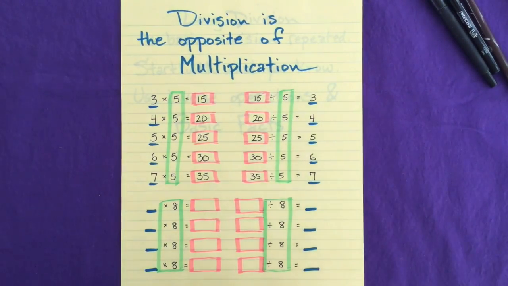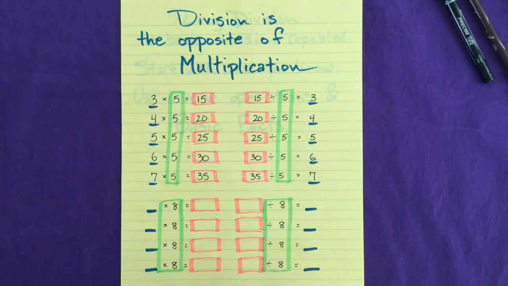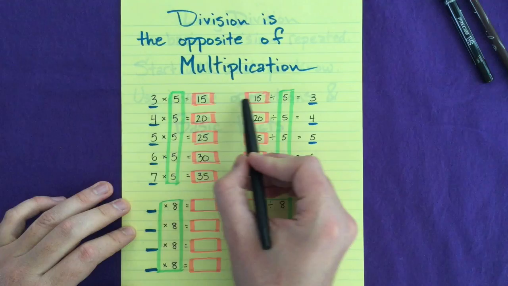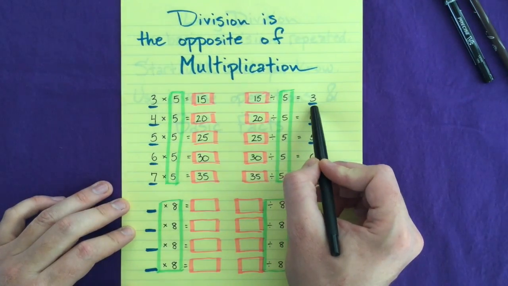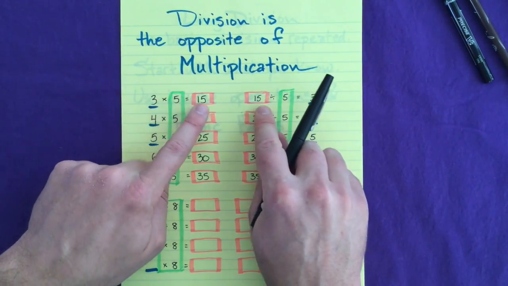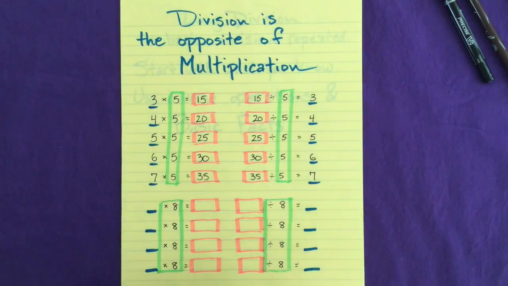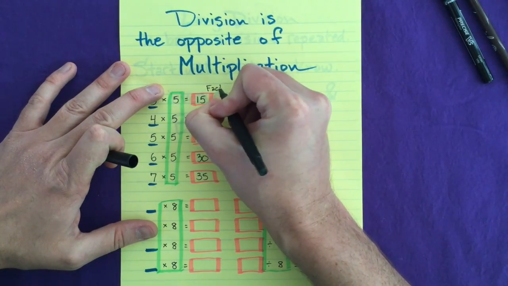One of the things I want you to understand about division is that it's simply the opposite of multiplication. So you'll be able to see here 3 times 5 equals 15. If we were to flip that around and say 15 divided by 5, we would end up with 3. So you can see how these numbers kind of appear again in just opposite order. We usually call these fact families.